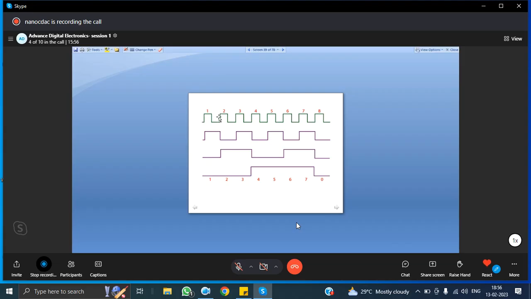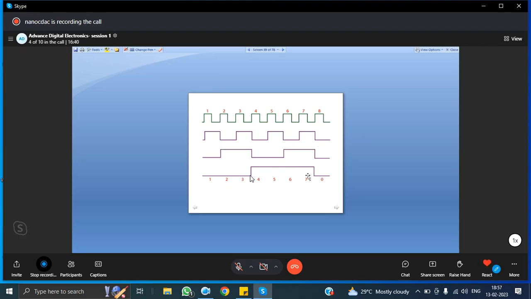During the second clock pulse, it is 0 0 1, then 0 1 0, and you can see the count here, 0 1 1, then 100, 101, and this is 110, and this is 111.